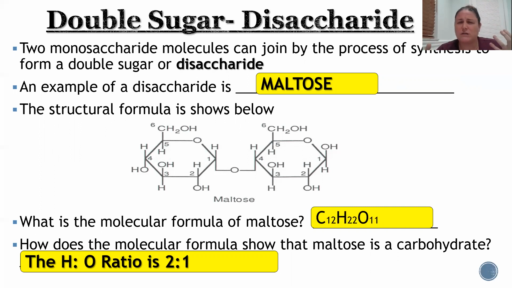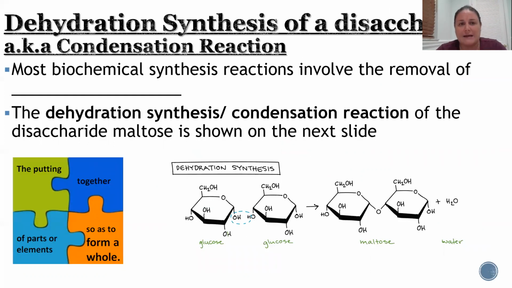Now you might be thinking to yourself, wait a second, Mrs. Singerly, if I'm taking two glucose molecules and putting them together, that's C6H12O6 plus C6H12O6. Why isn't it C12H24O12? We're missing some atoms here. What happened? That has to do with our condensation reaction that I'm going to show you next.